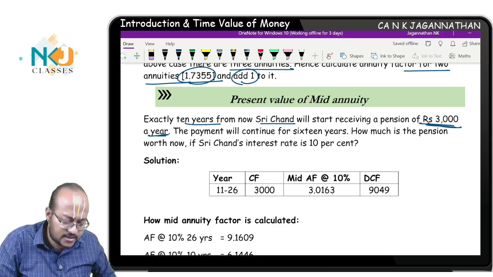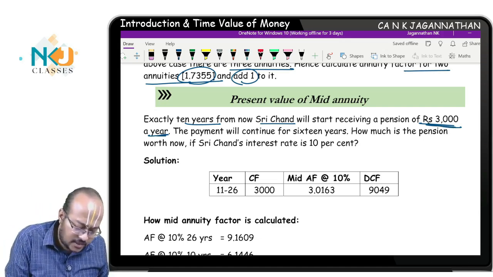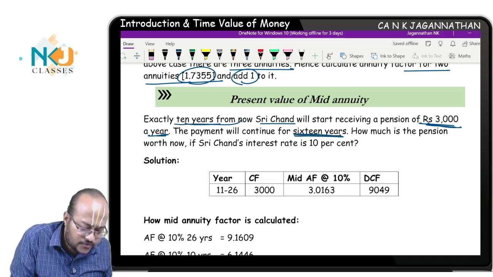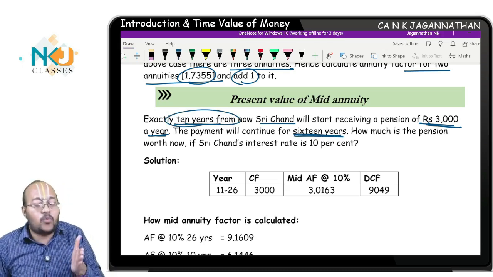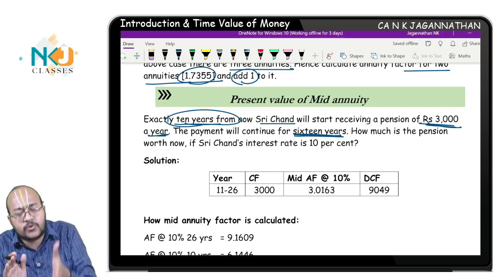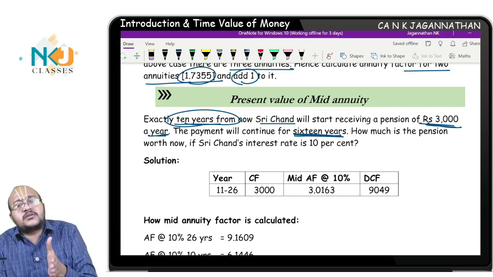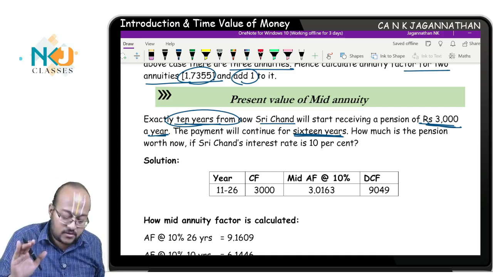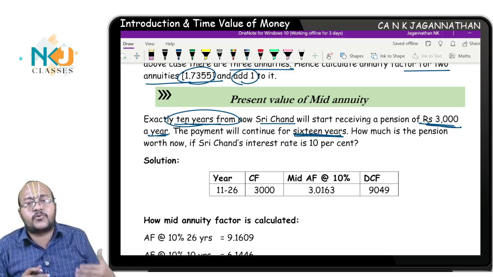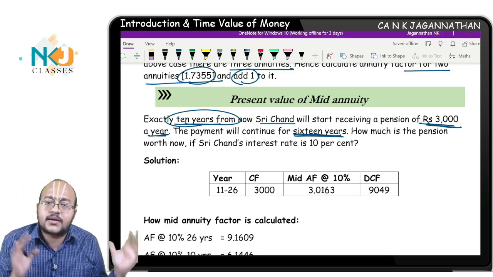For example, in this case what is happening? Very simple. The payment will continue for 16 years, but starting exactly 10 years from now, which means not from today. What it really means is that for the first 10 years you will receive nothing. After 10 years he is going to retire. Thereafter, for the next 16 years, he is going to receive 3,000 rupees every year. So this is an annuity: the same amount of cash received for a prolonged period is called an annuity.